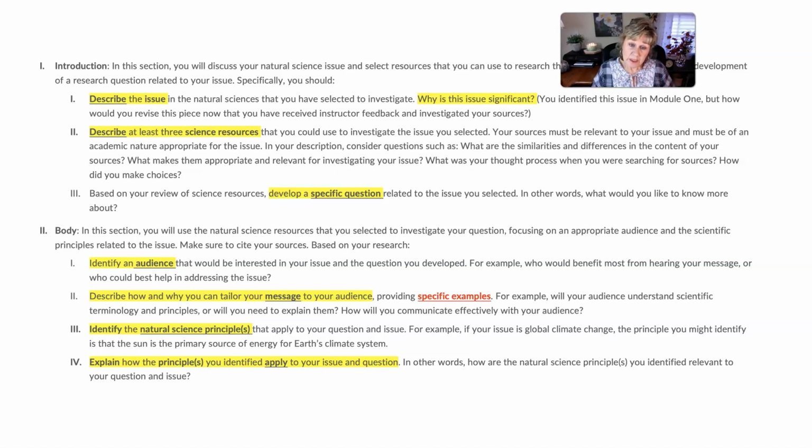And then last week, you developed a specific question. Be sure to include this and look at my feedback to see if you need to change that a little bit. All right, now this next part is new. The body of your work is new. You're going to identify your audience. I just talked about that. You got to figure out who you're presenting to. And then you got to figure out how to tailor your message to that particular audience.